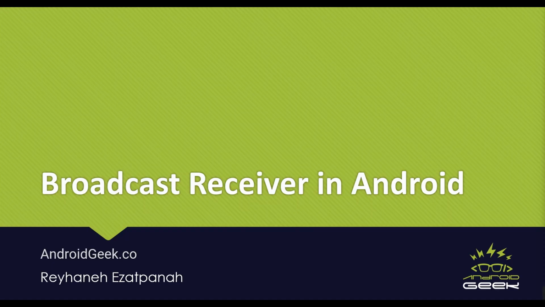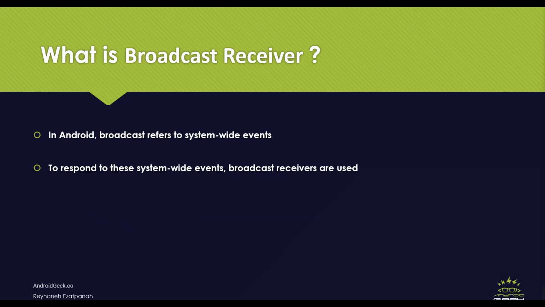Okay, first of all, we need to answer this question. What is broadcast receiver? In Android, broadcast refers to a system-wide event such as when the device boots up, receives a message, receives incoming calls, or goes into airplane mode, among other things. To respond to this system-wide event, broadcast receivers are used. Broadcast receivers allow us to register for system and application events and then get notification when those events occur.